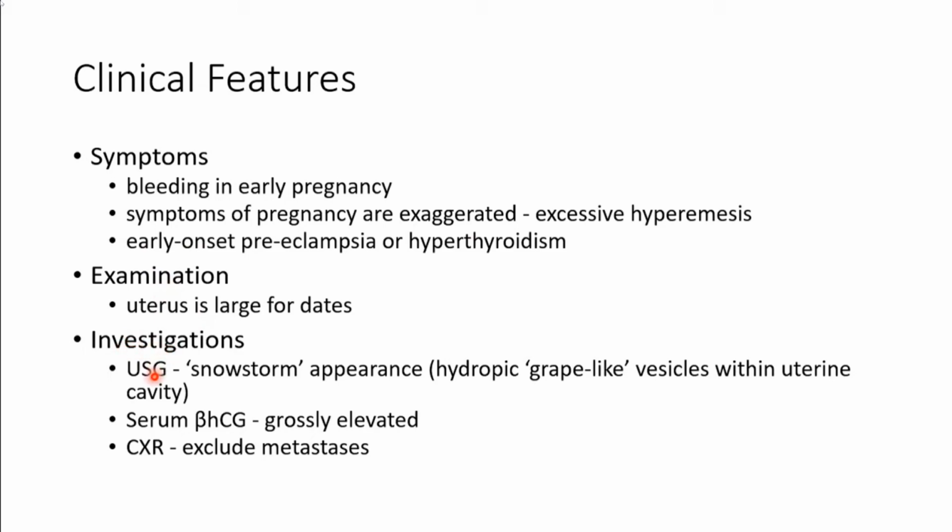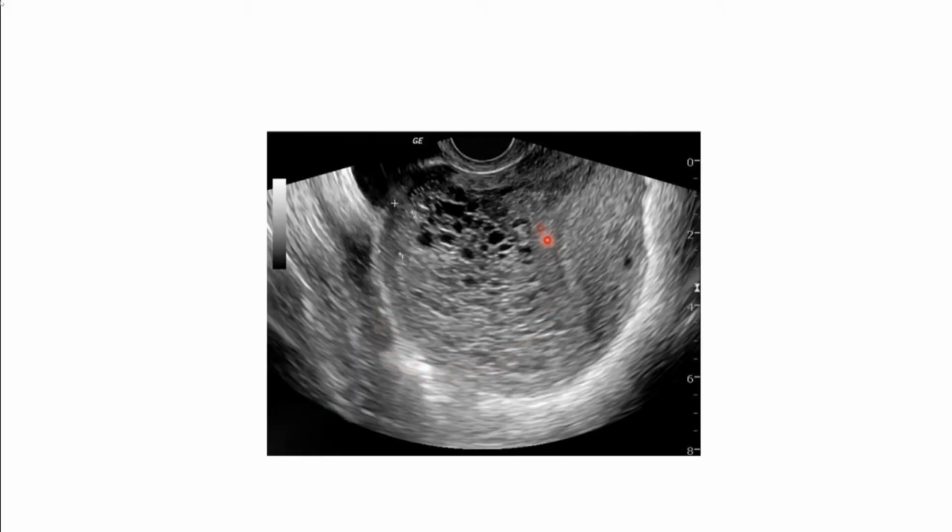The investigations include ultrasonography, which shows a snowstorm appearance, with hydropic grape-like vesicles within the uterine cavity. The serum beta-HCG will be grossly elevated, and a chest X-ray has to be done to exclude metastasis. This is the snowstorm appearance we can see inside the uterus on ultrasonography. It is especially seen in hydatidiform mole or molar pregnancy.